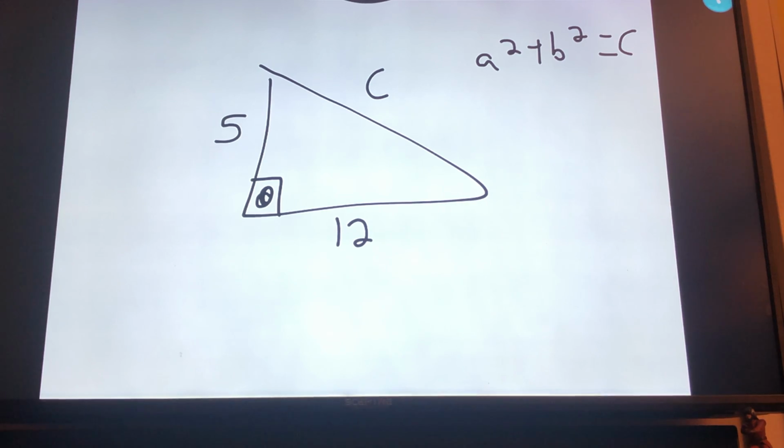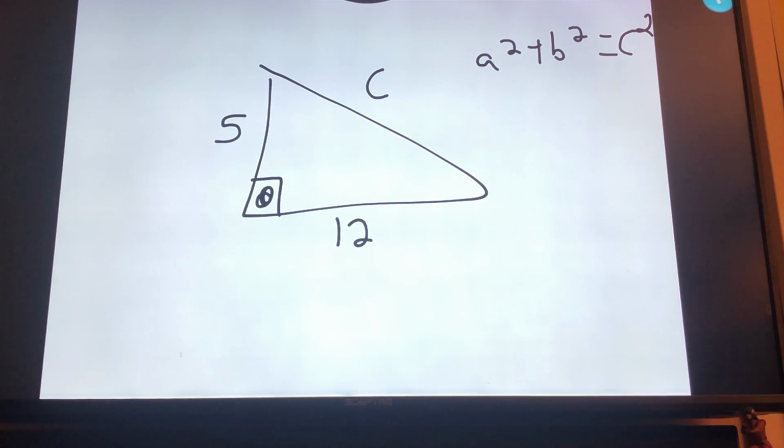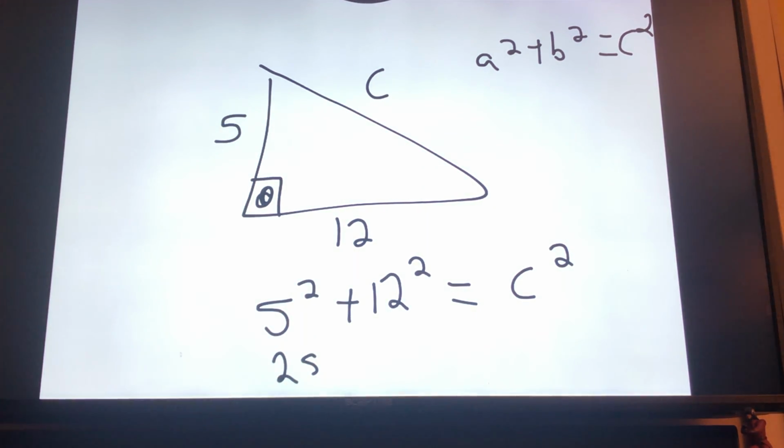Now all I'm doing right here is literally just placing in the numbers that we know. So I know what a squared is. It told me it's 5 squared plus 12 squared equals c squared. Well, that I do not know, so I'm going to have to solve for it. Can someone tell me what 5 squared is? 5 squared is 25. 12 squared is 144.